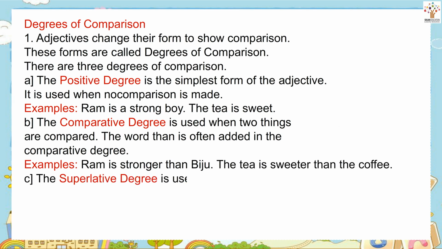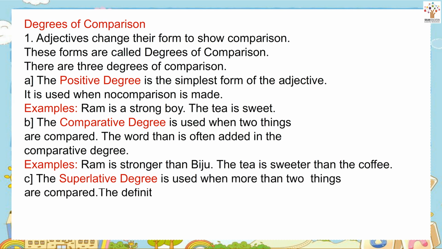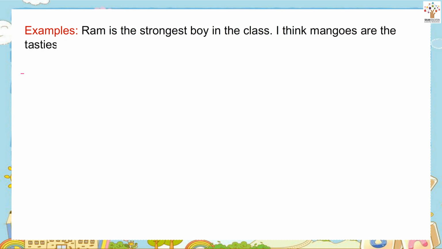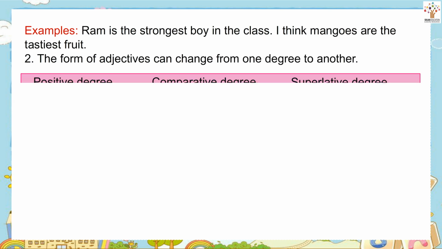The superlative degree is used when more than 2 things are compared. The definite article the is often used before the superlative degree. Examples: Ram is the strongest boy in the class. I think mangoes are the tastiest fruit. The form of adjectives can change from one degree to another.